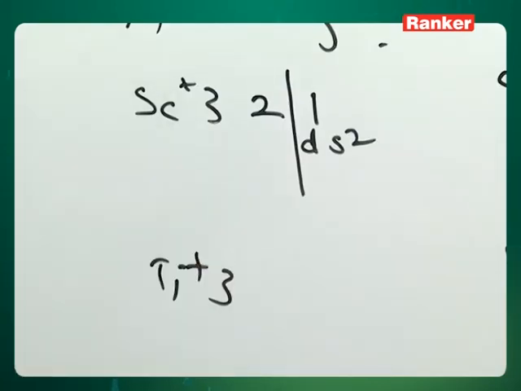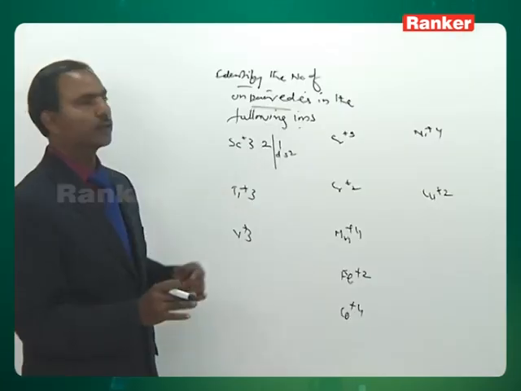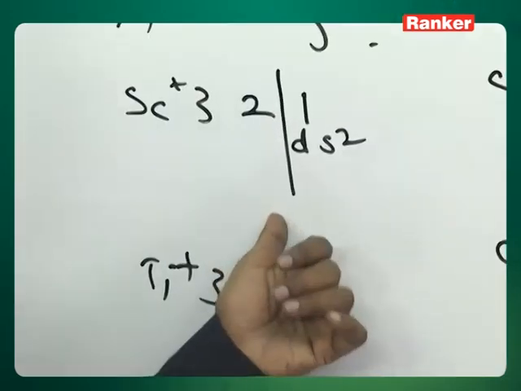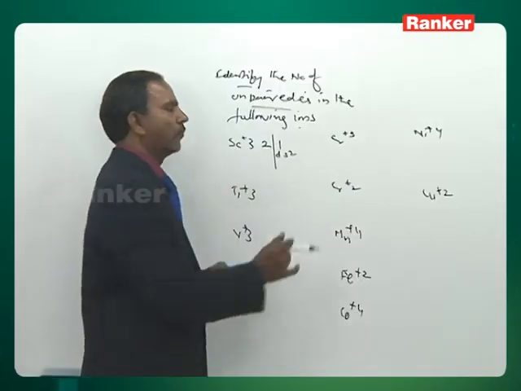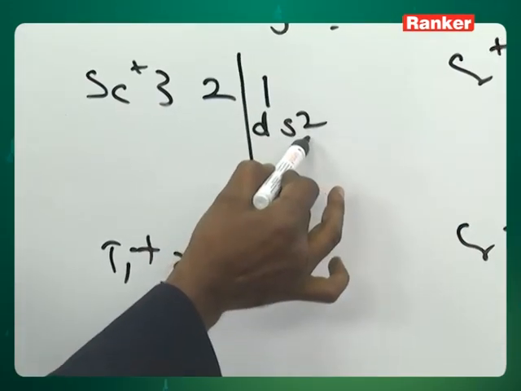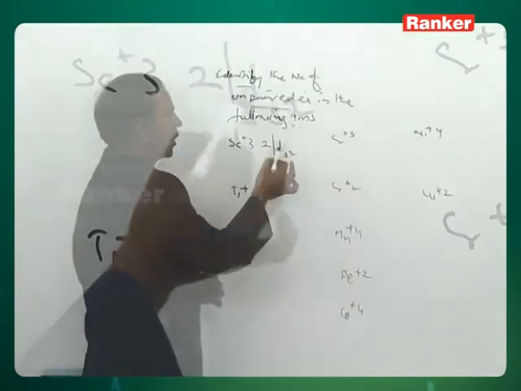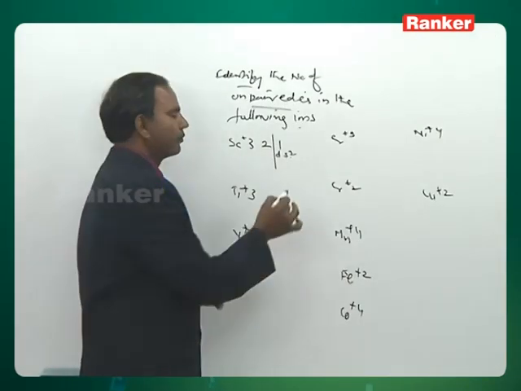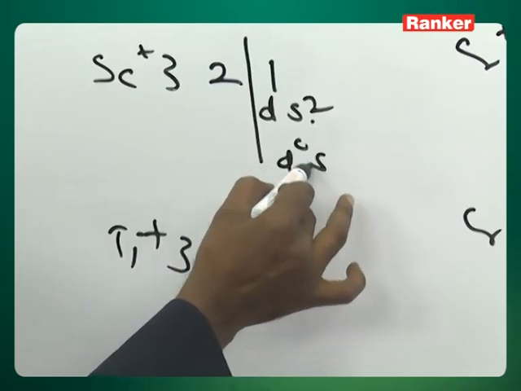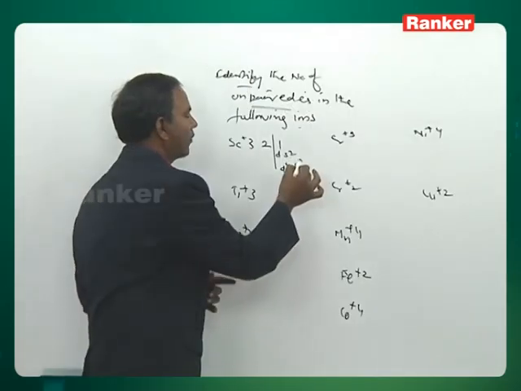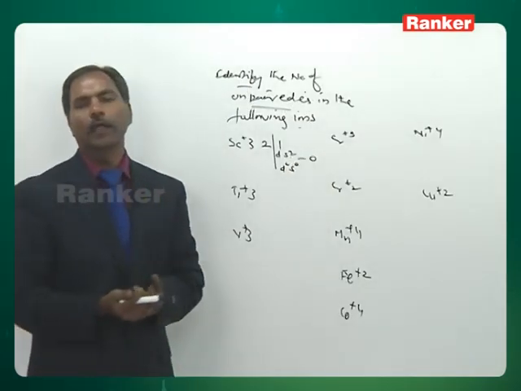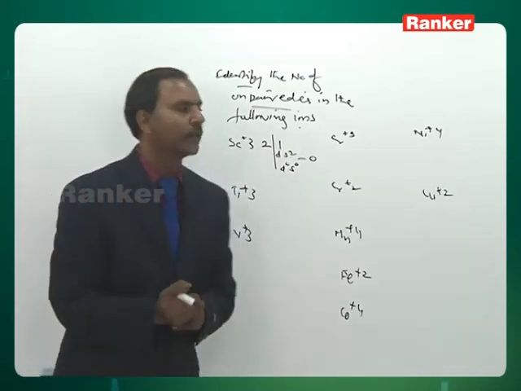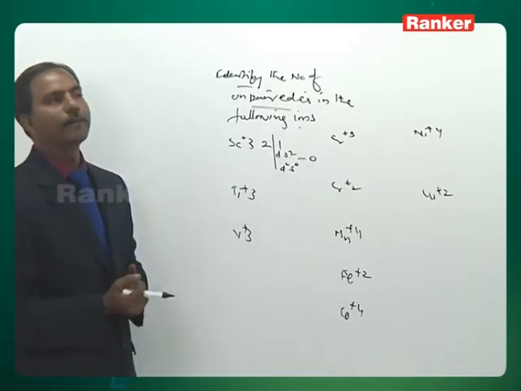Now, scandium 21, then it is given as what? Scandium plus 3. It is losing all the 3 electrons. Therefore, the remaining configuration, 2 electrons lost from s, 1 electron lost from d. Then what is the remaining configuration? d0 and s0. What is the number of unpaired electrons here? 0. Number of unpaired electrons here? 0.